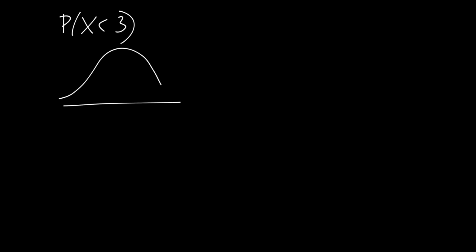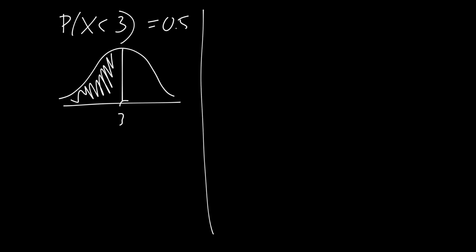Next one, what about the probability that x is less than 3? Well, hopefully you're not getting your calculator out for this one because, remember, 3 is the mean of our distribution. Here is 3. So what that means is we should have 50% probability below and 50% probability above simply due to the symmetry of the normal distribution. So the answer to this is going to be 0.5.